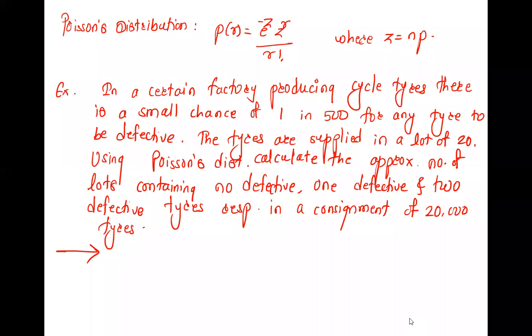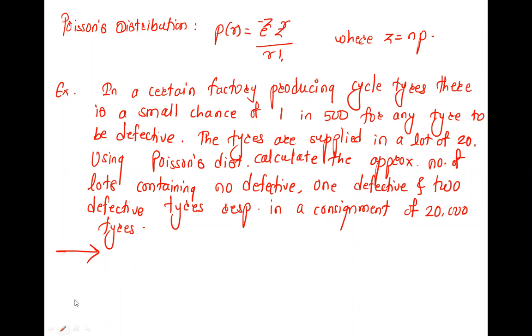We are seeing Poisson's distribution. We have seen the formula in the last lecture. So probability of R is defined as e raised to minus z into z raised to R upon R factorial, where z is equal to n into p. Z is also called mean.